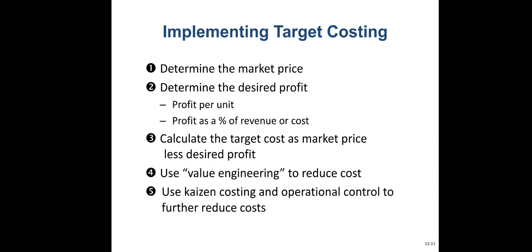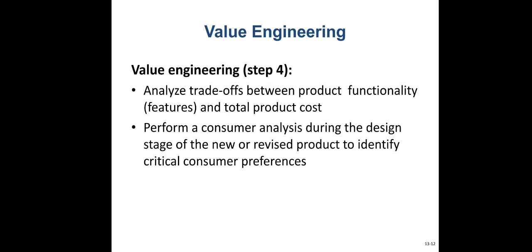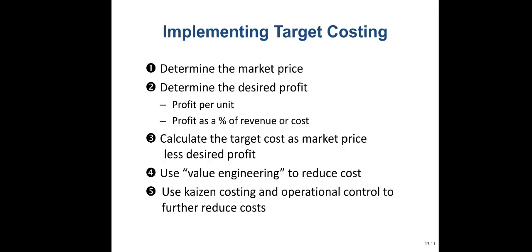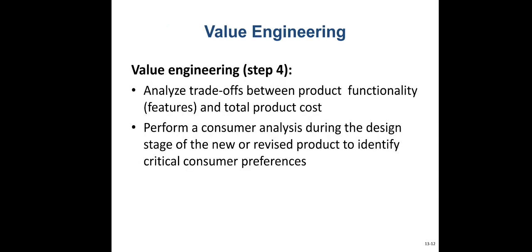Number 4, use value engineering to reduce cost. And then number 5, use Kaizen, costing and operational control to further reduce costs. Okay, so there are explanations about each step. See here. Now step 1, step 2 and step 3 are very clear. Now you see how to use value engineering to reduce costs. This is how to use value engineering to reduce costs.